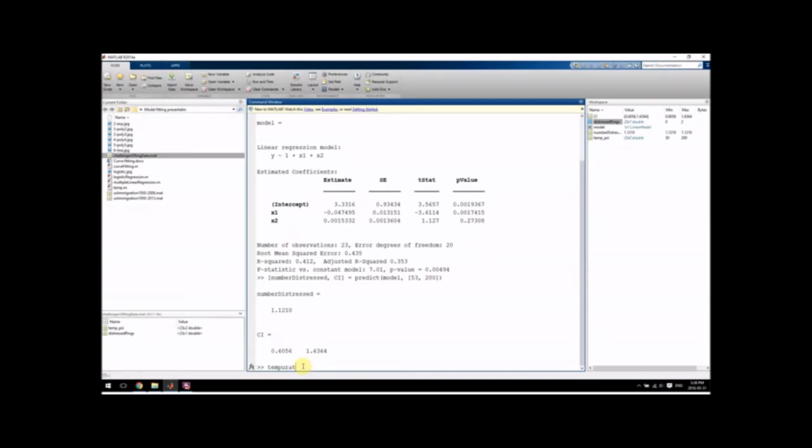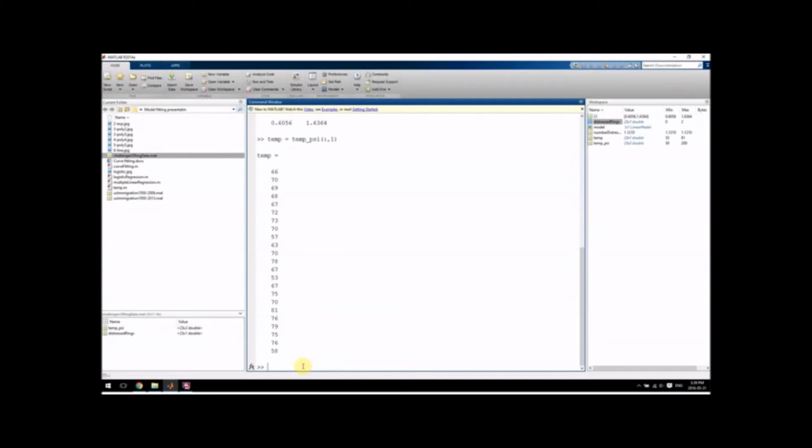So let's just extract, we'll just call it temp. Let's extract the temperature data. I'm just calling it temp because I don't actually know how to spell temperature at the moment. Okay, so there's the temperature data, and let's refit the model now.